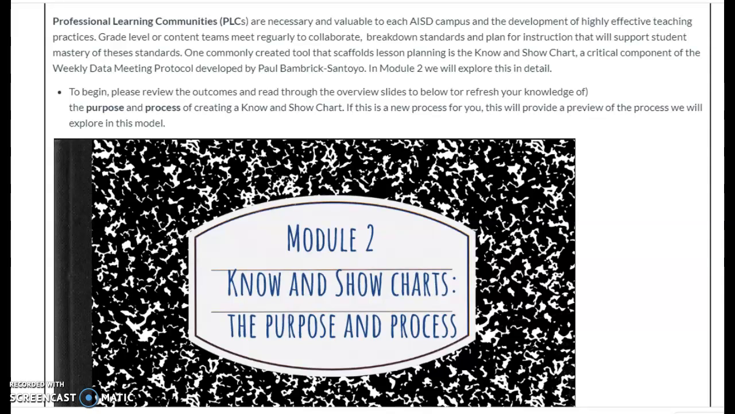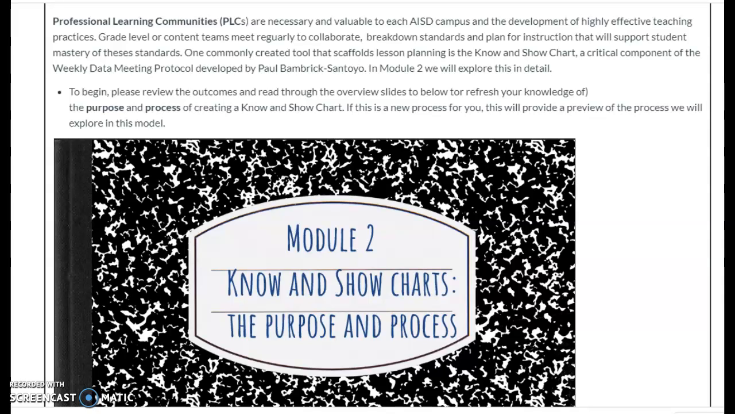One commonly created tool that scaffolds lesson planning is the Know and Show chart. This is a critical component of the weekly data meeting protocol. This protocol was developed by Paul Bambrick and is widely used in our district. In this module, we will explore it in detail.